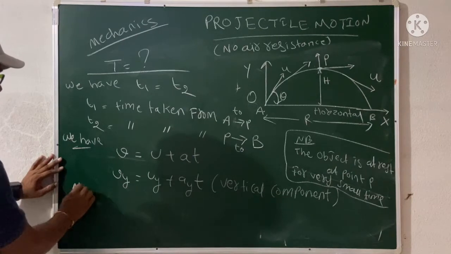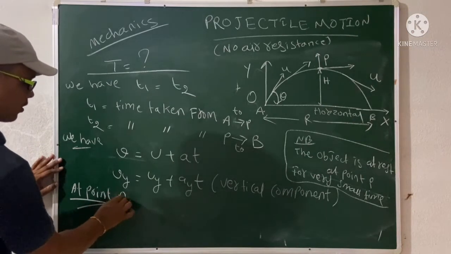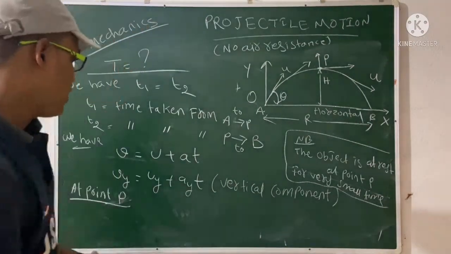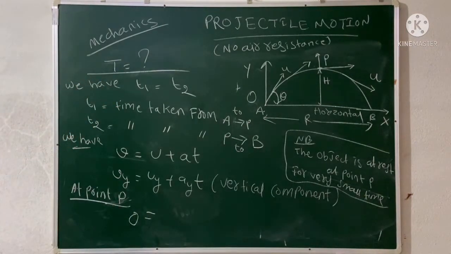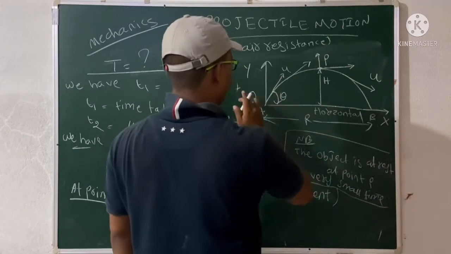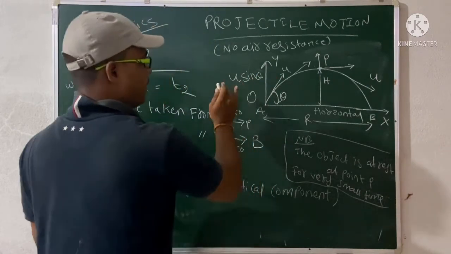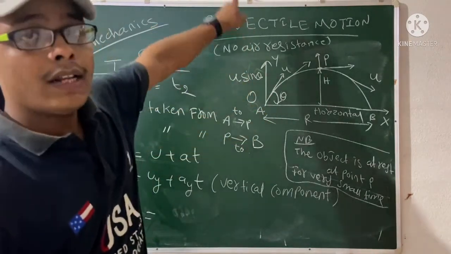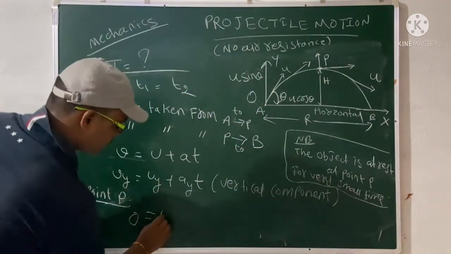So at point P, what will happen? At point P, what is our final velocity? Our final velocity will be 0 because it will be at rest. Then what is our initial velocity? Our initial velocity at point P is upward. That means this is u sin theta, right? This is your y-axis and this is u sin theta. The initial upward velocity, uy, is u sin theta, and this is u cos theta.